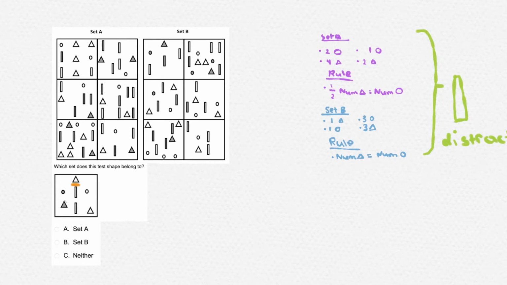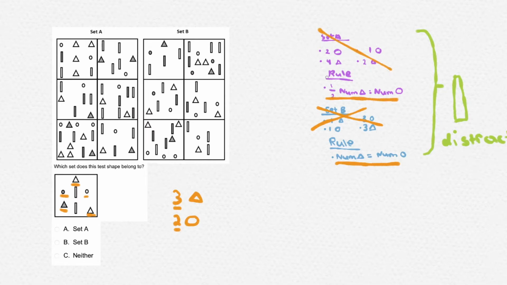In the next square, we can count 1, 2, and 3 triangles. Now, count how many circles there are. 1, 2. In this question, there are 3 triangles and 2 circles. So now, let's try and relate this to the rules we found out for set A and B. As you can see, it cannot be set B as there is one more triangle compared to circle. And as for set A, there is not 2 times the amount of triangles as circles.